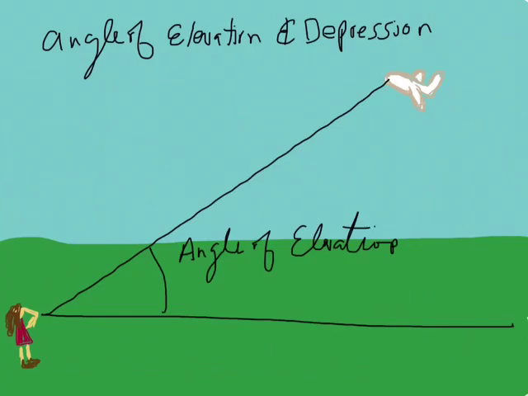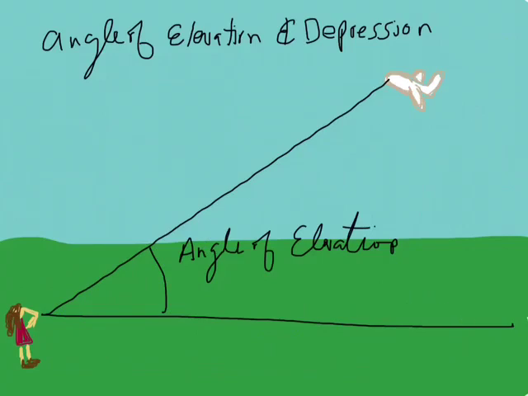The angle of elevation is the angle that's formed by the line of sight and the horizontal plane for an object that is above the horizontal plane. So I'll say that again. The angle of elevation is the angle formed by the line of sight and the horizontal plane for an object that is above the horizontal plane. So there's an angle that's formed, and the two things that form that angle are the line of sight to the object that is above the horizontal plane, and then the horizontal plane itself. That is the angle of elevation.